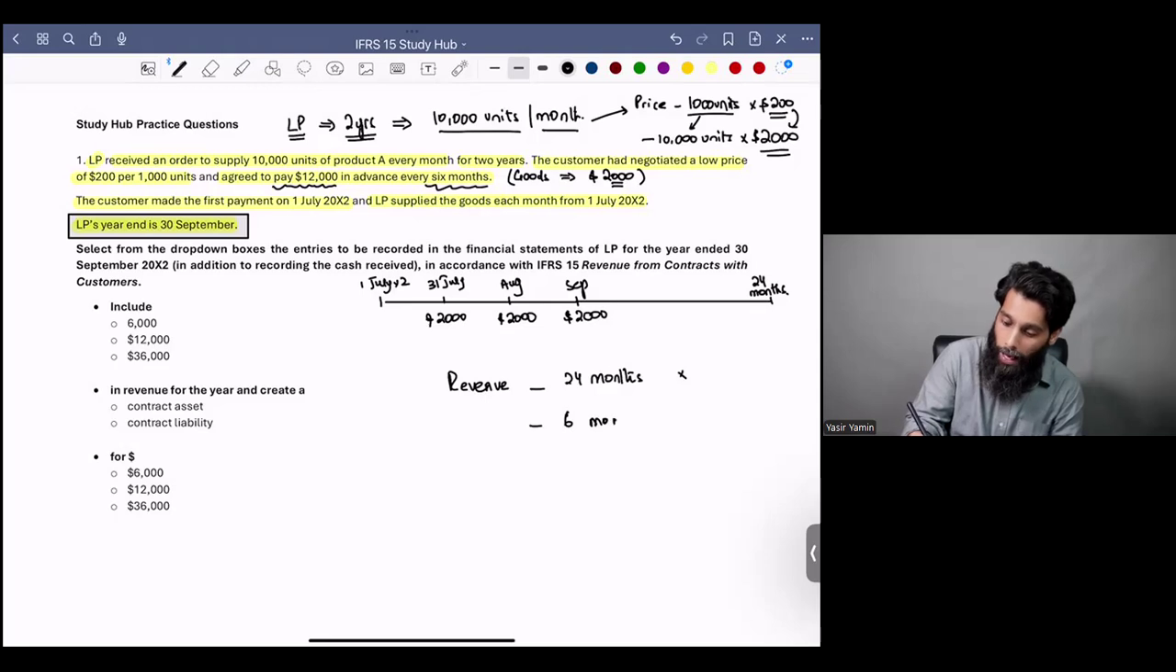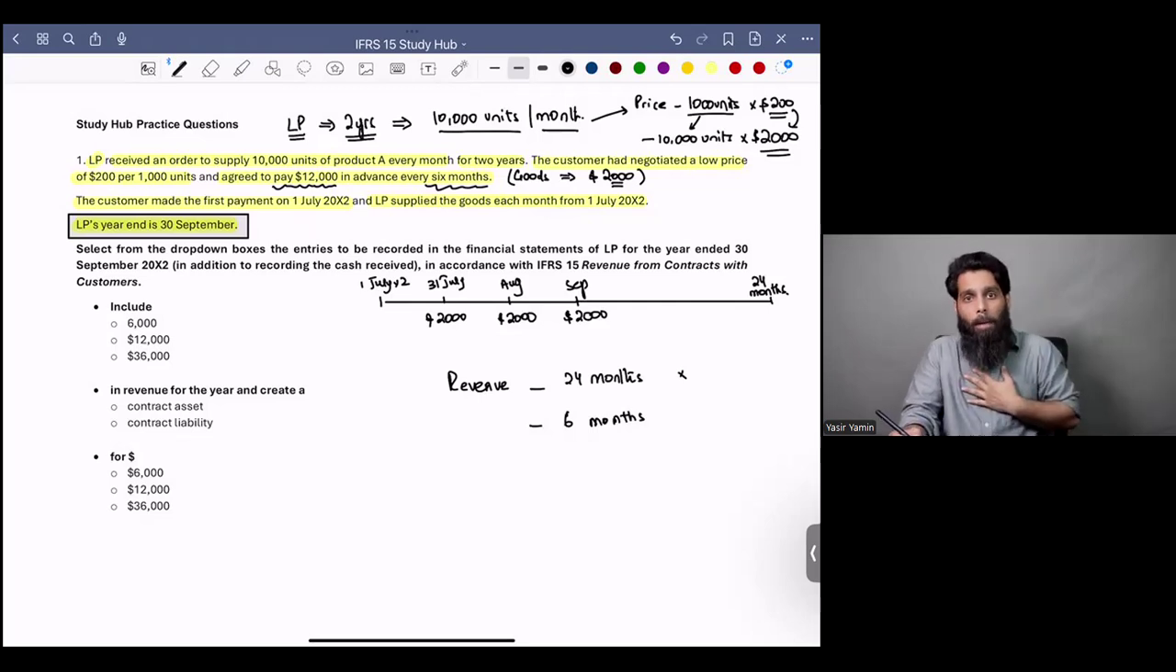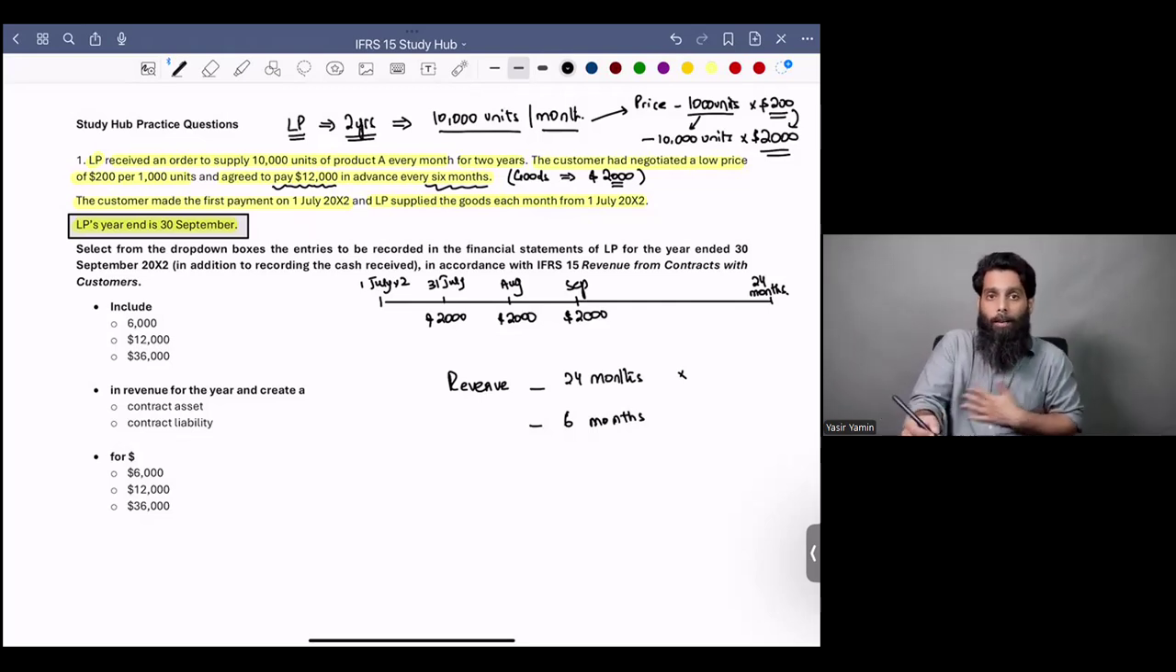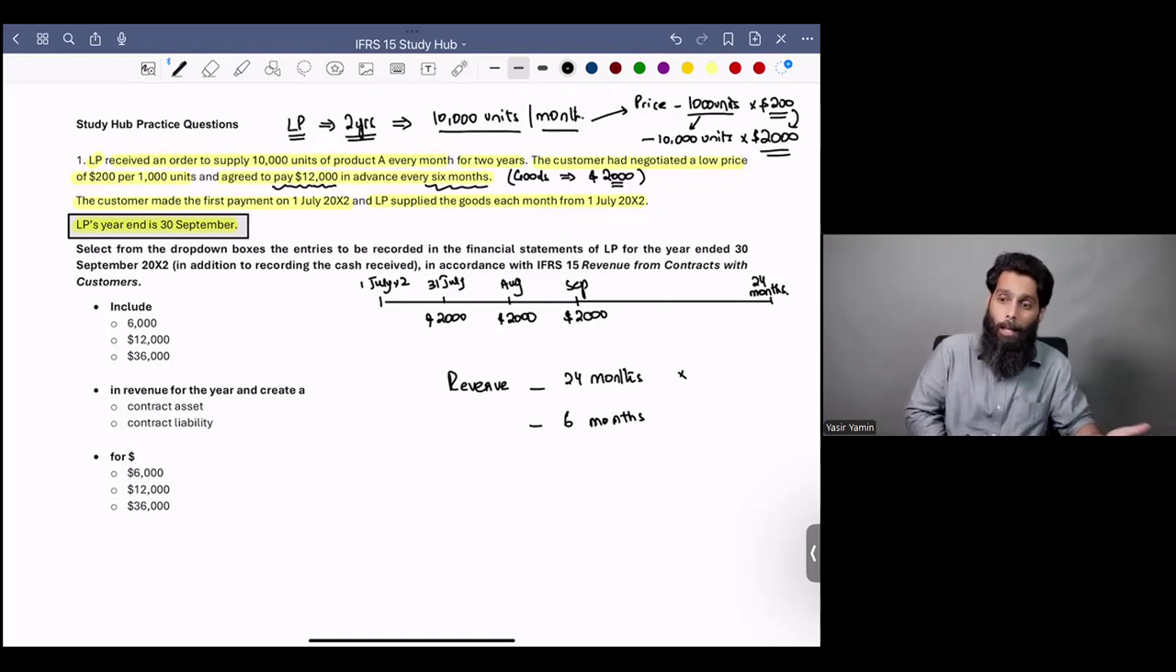And what's the rationale behind asking this question? I have received payment of 6 months, guys. So if I've received payment of 6 months, why shouldn't I recognize revenue of 6 months? Even though I'll deliver it whenever I want to, or whenever I'm obliged to, or whenever the customer requires, I have been paid for 6 months. Should I recognize revenue for 6 months?